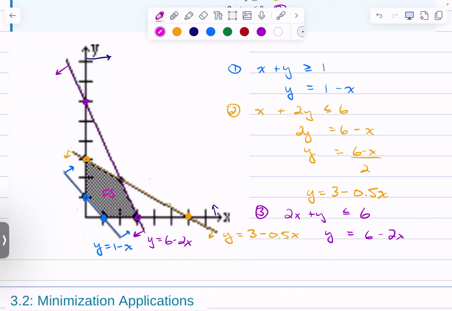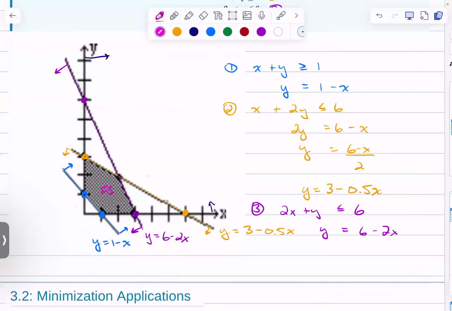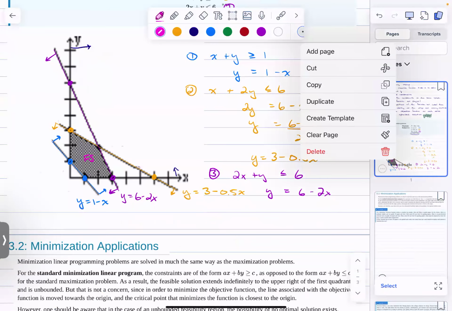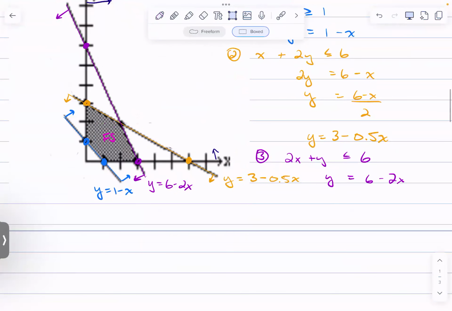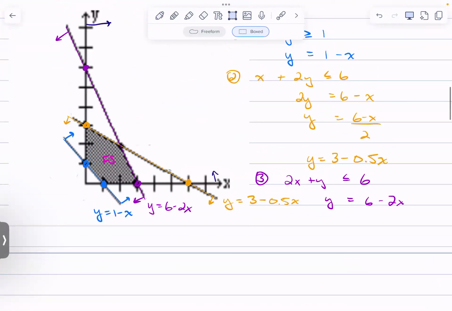And now it's our next job. Now that we have this area shaded in, or as long as you know which area you want, right? You can be as particular or sloppy as you want shading them in. But what's our next step? Finding the vertices. Nice.